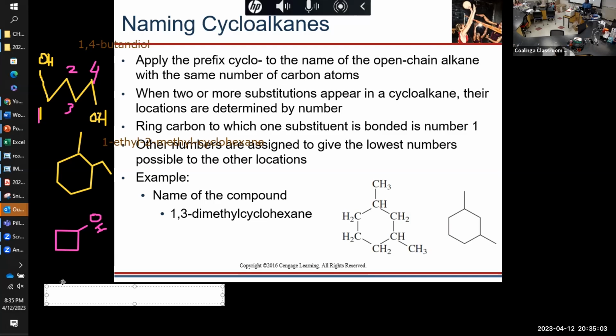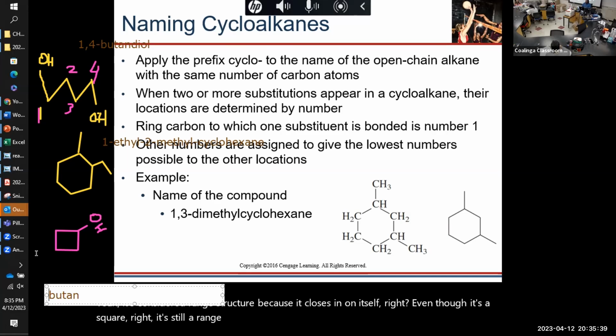How many carbons? 4 carbons. So yeah, 1, 2, 3, 4. Any double bonds? No double bonds. Is it a ring structure? It's considered a ring structure because it closes in on itself, right? Even though it's a square, it's still a ring structure. Okay, so then should we use cyclo?